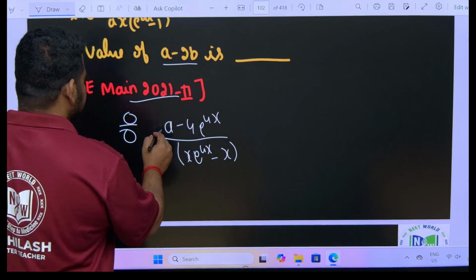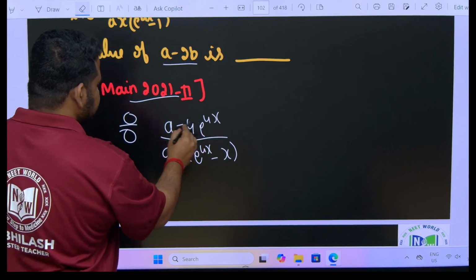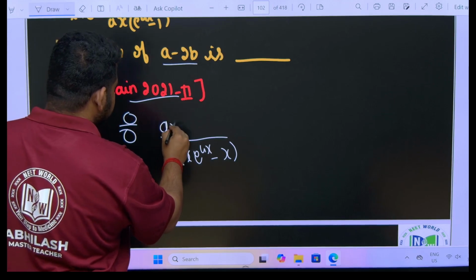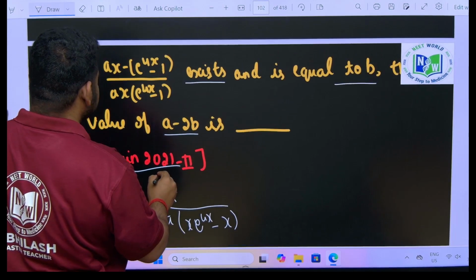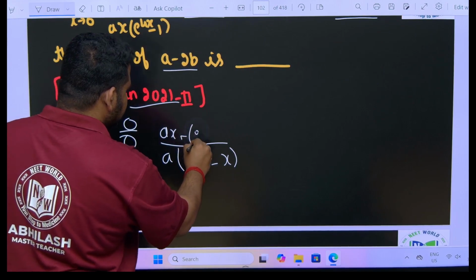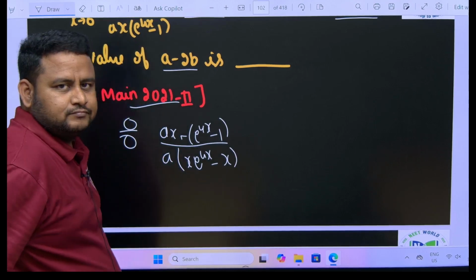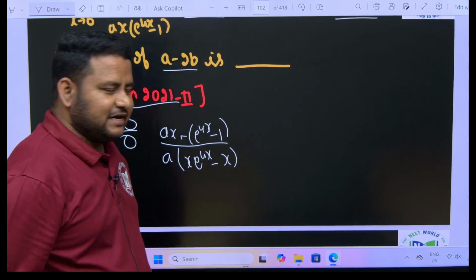This one I have to differentiate. Okay, this one, before differentiating this, I have simplified this. So this will be a into x minus e power 4x minus 1. Okay, fine. Now let us apply L'Hôpital's rule.